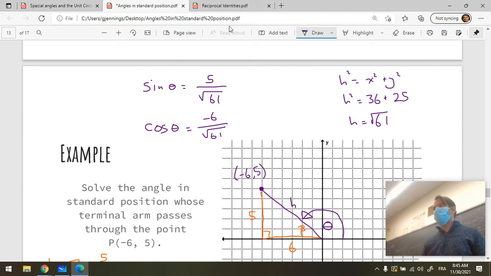So we can look at that in a couple ways. And then tangent, we already did, right? Tangent of theta was just opposite over adjacent. So we have 5 over 6. 5 over -6, sorry. And this gives us tangent of theta. Okay. All right.